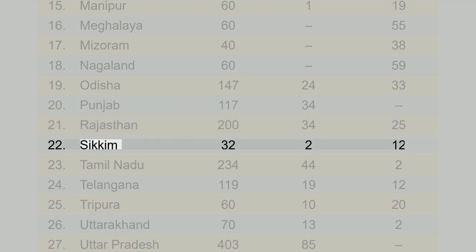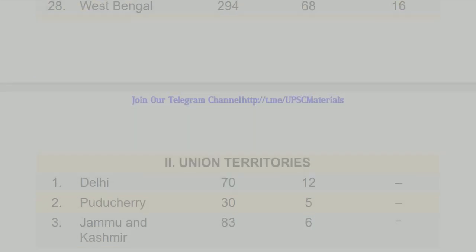22. Sikkim 32, 12; 23. Tamil Nadu 234, 44; 24. Telangana 119, 19, 12; 25. Tripura 60, 10, 20; 26. Uttarakhand 70, 13, 2; 27. Uttar Pradesh 403, 85; 28. West Bengal 294, 68, 16. II. Union Territories: 1. Delhi 70, 12; 2. Puducherry 30, 5; 3. Jammu and Kashmir 83, 6.